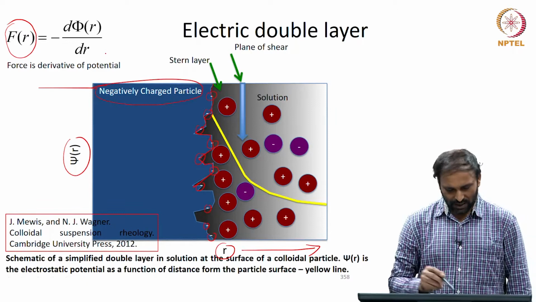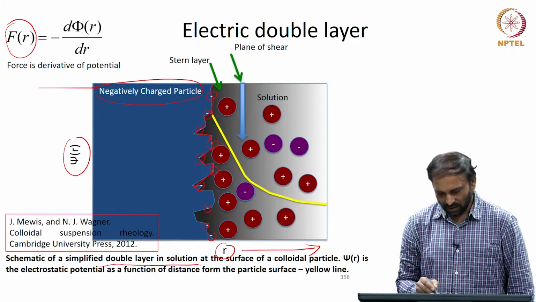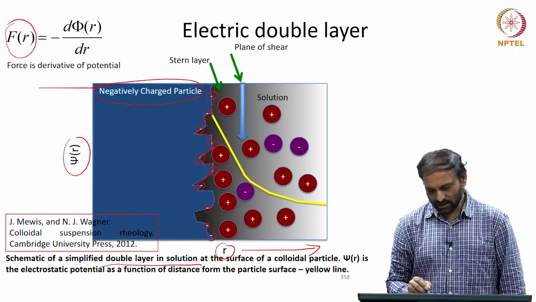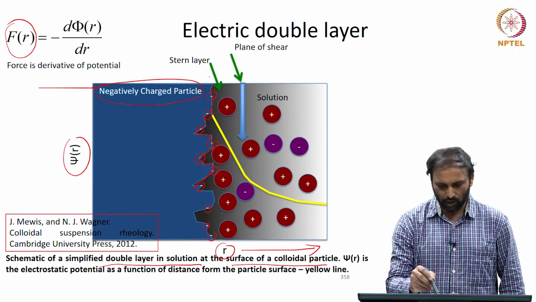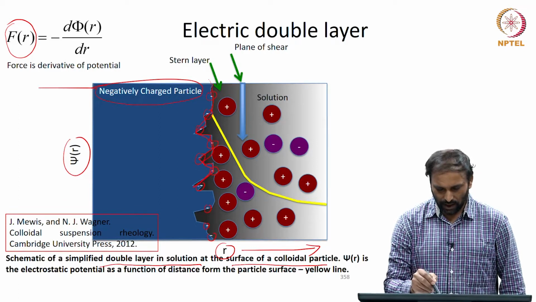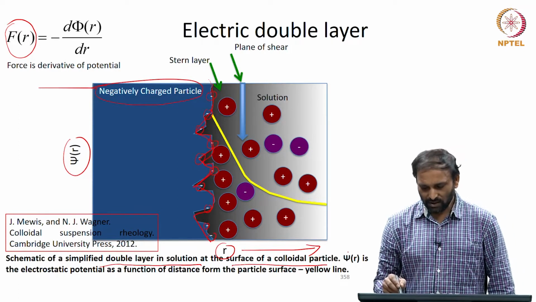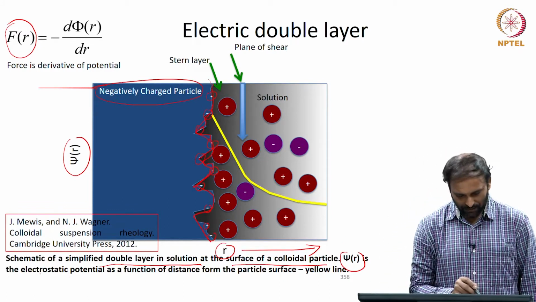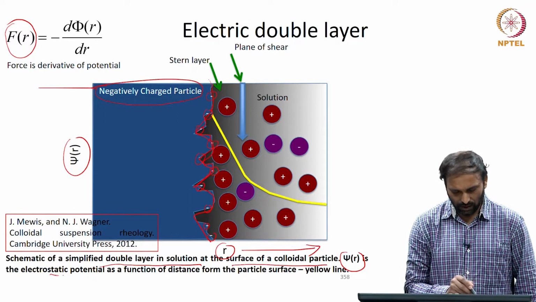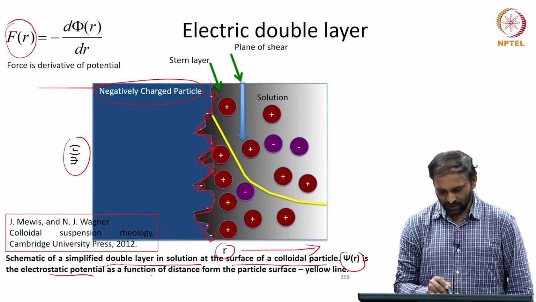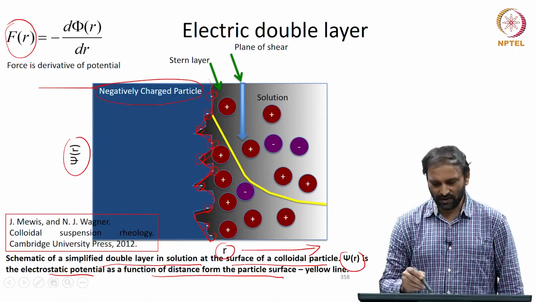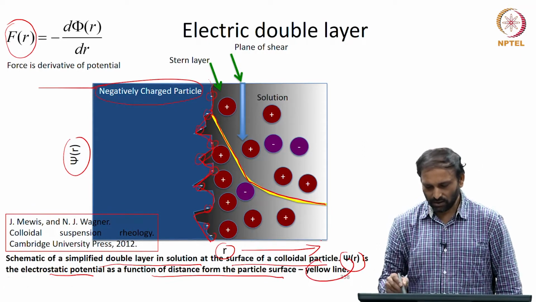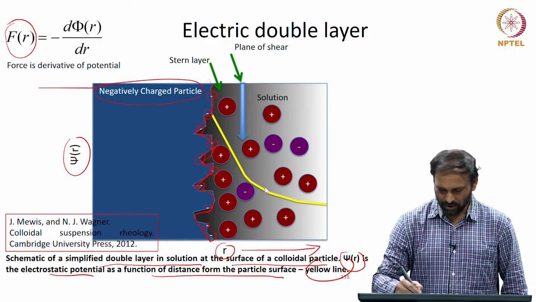So what you are seeing is a schematic of a simplified double layer model in solution at the surface of the colloidal particle, the colloidal particle that we are considering, and at the surface how psi r varies with distance is what is shown. So, psi r is the electrostatic potential, and it is plotted as a function of distance from the particle surface, that is this line, the yellow line that is marked here.